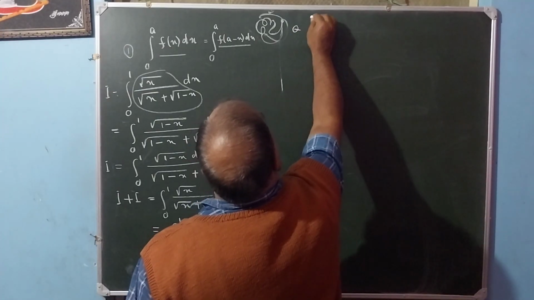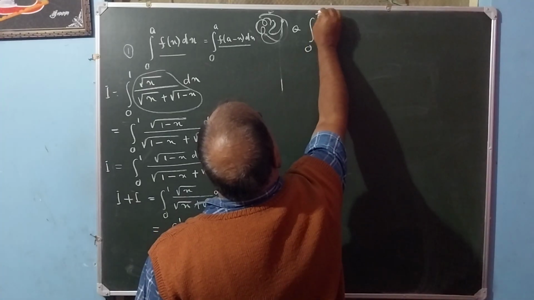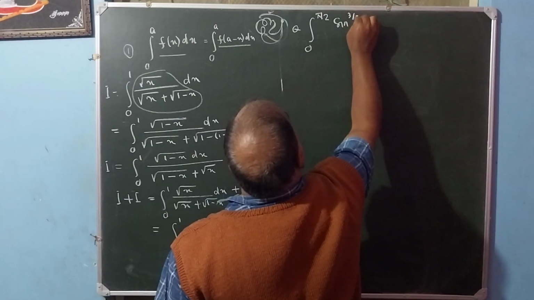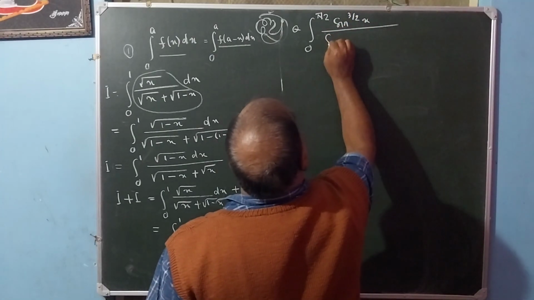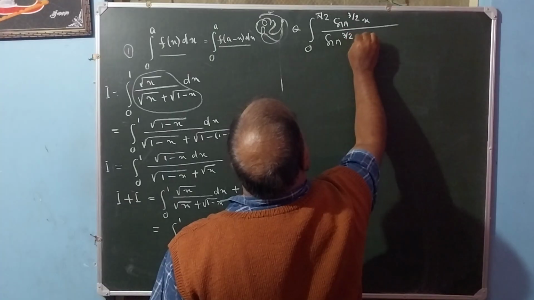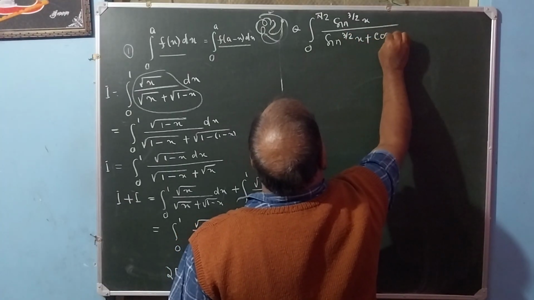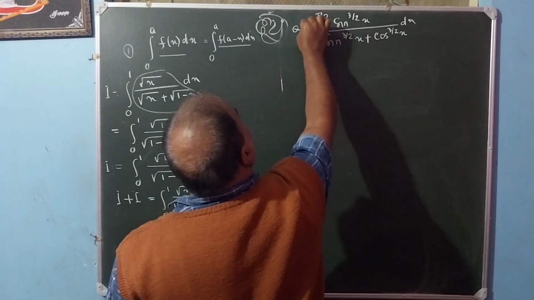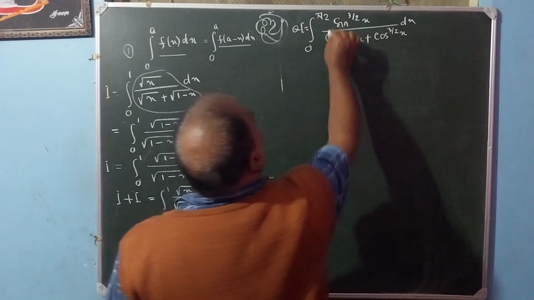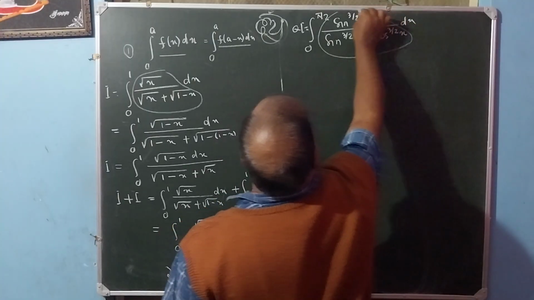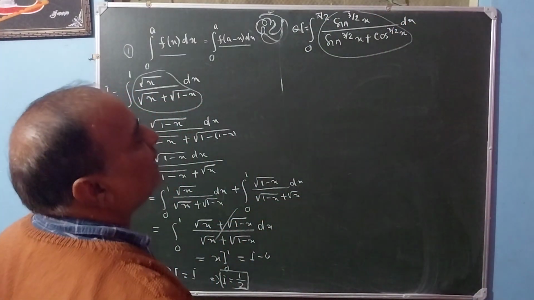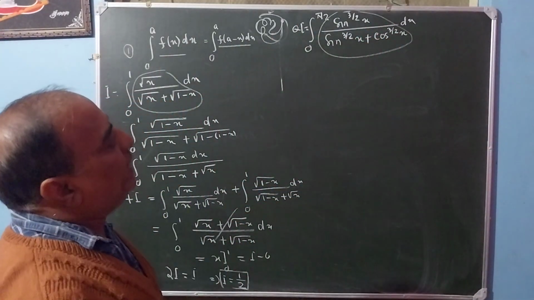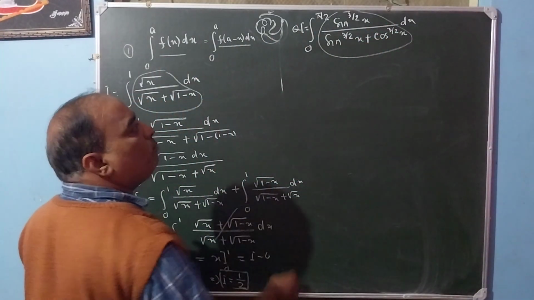Question: integration from 0 to pi by 2, sin to the power 3 by 2 x divided by sin to the power 3 by 2 x plus cos to the power 3 by 2 x, dx. So this is treated as I. Here it is f(x). Whenever you see x, it is replaced by pi by 2 minus x.